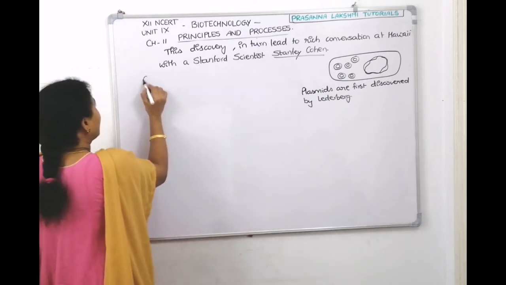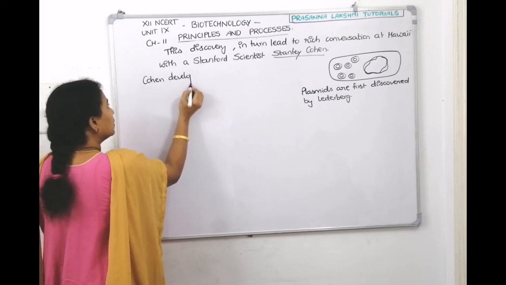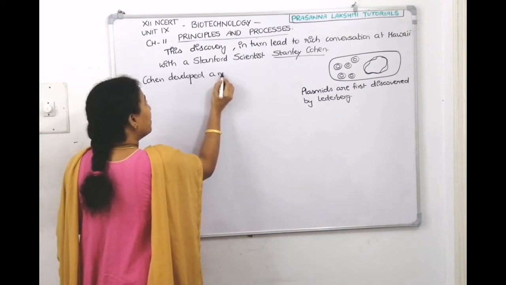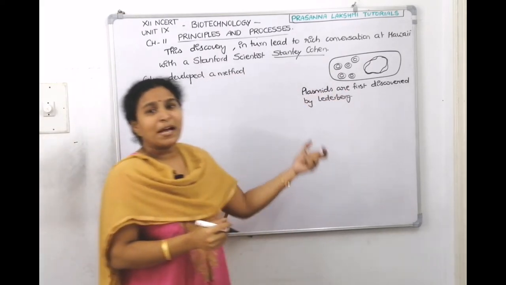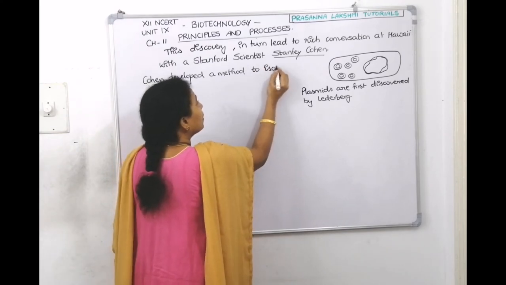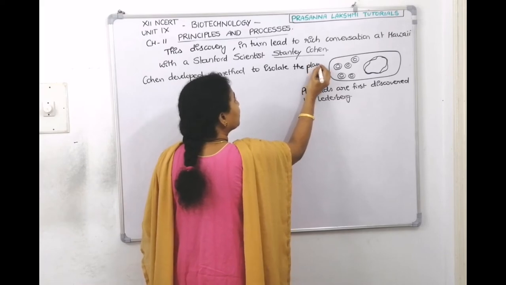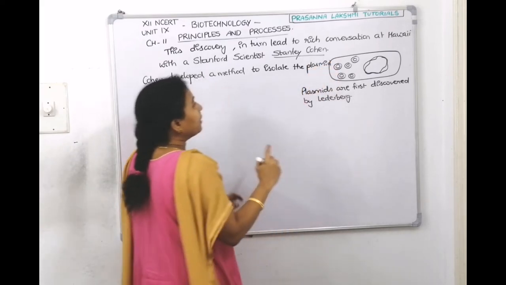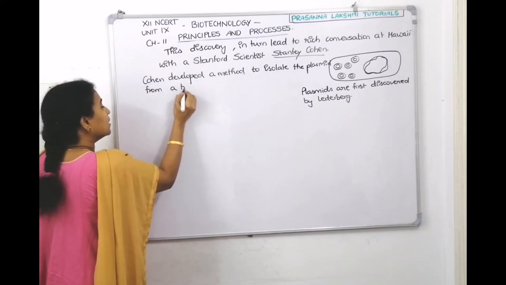So, Cohen developed a method. What did he do? He developed a method to isolate the plasmid, to remove the plasmid from a bacterial cell.